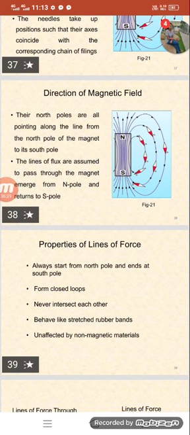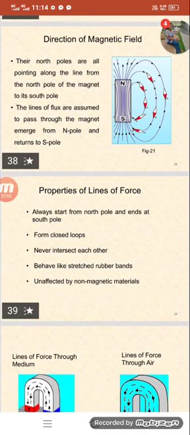That's why they won't intersect with another circle, because they never intersect with any other lines, and they also behave like stretched rubber bands. Suppose we are holding a rubber band with our hand, the magnetic lines are going to behave like that. They are unaffected by non-magnetic material. Suppose we use a non-magnetic material, the lines won't be affected by it.